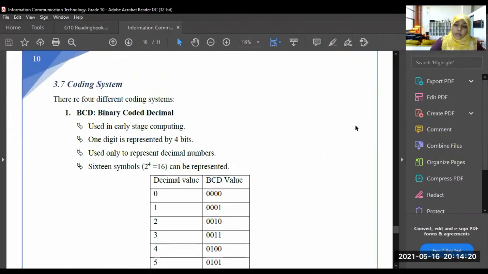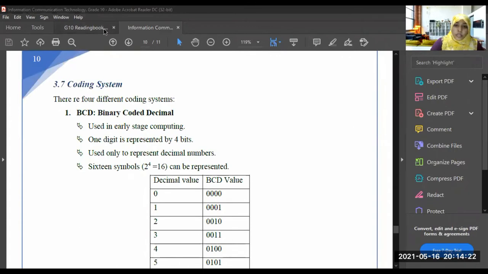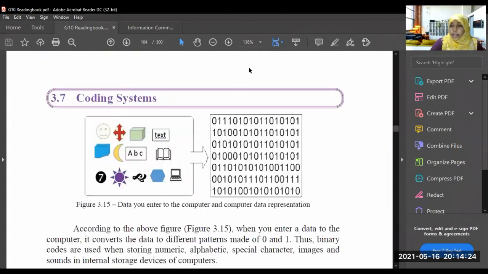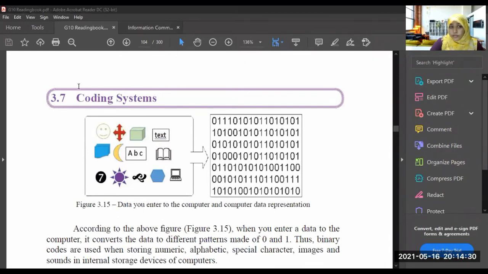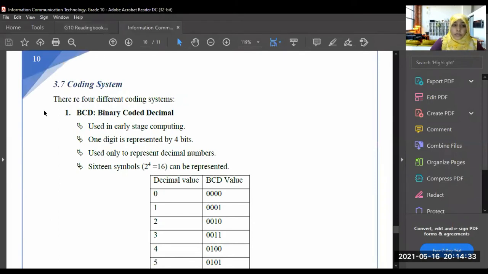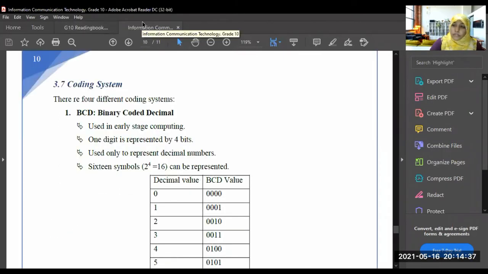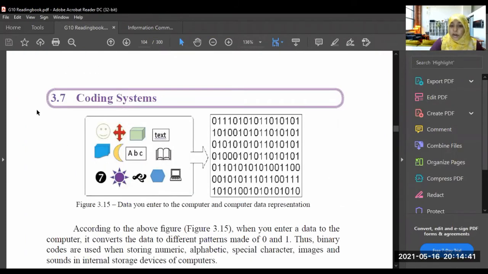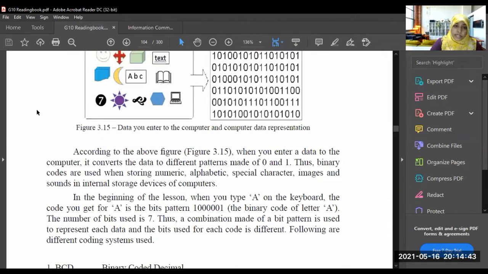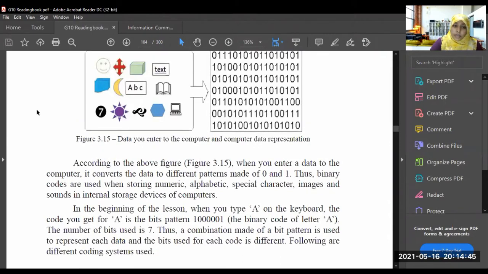Okay, so let's go to the next heading, coding systems. What are coding systems? Actually, there are 4 different coding systems. We are going to learn about these 4 different coding systems. For an example, see here.